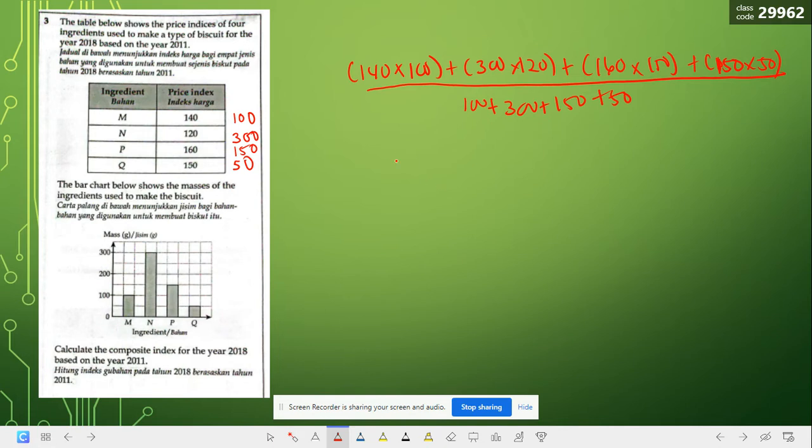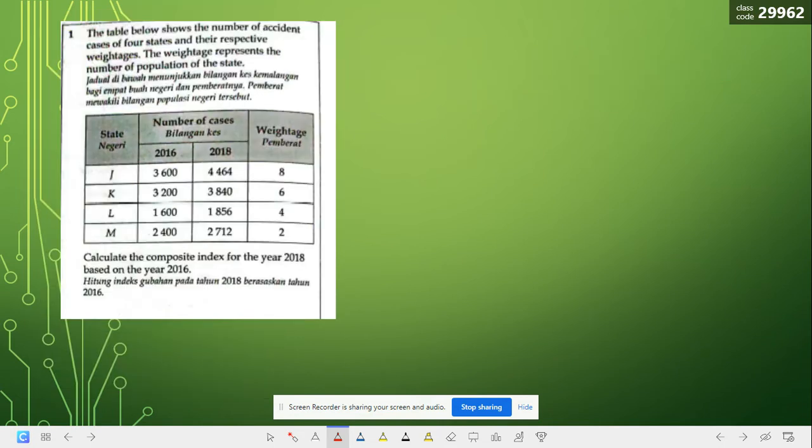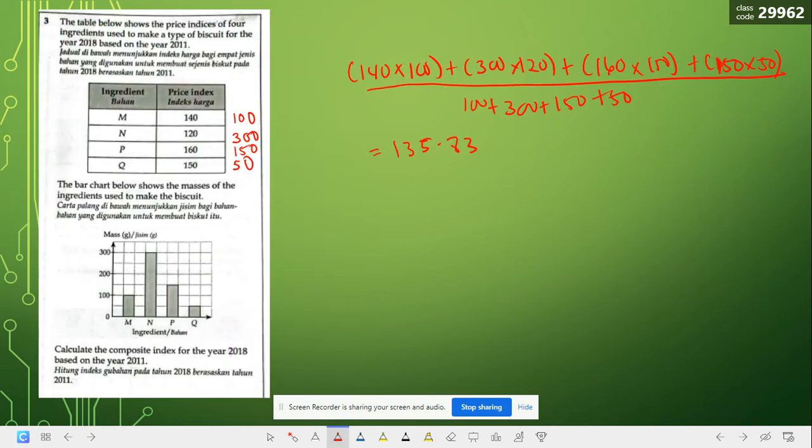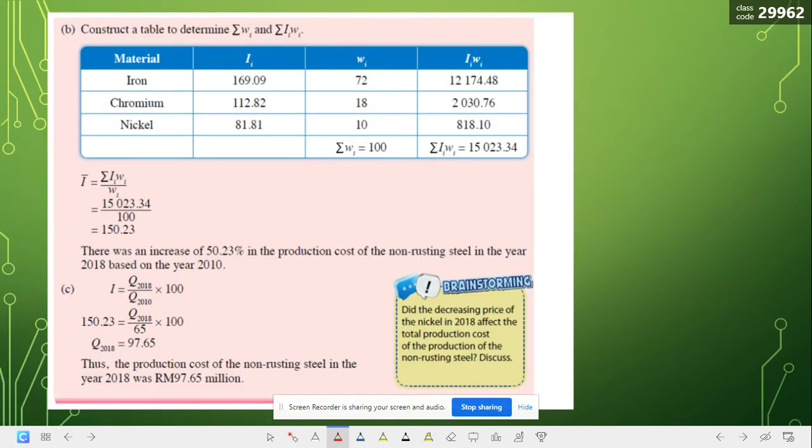Okay, I got 135.83. So it's increasing 35.83%. Okay, so this one also same like the one that we did just now.